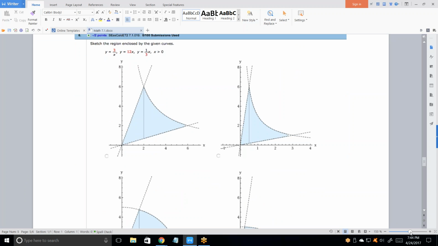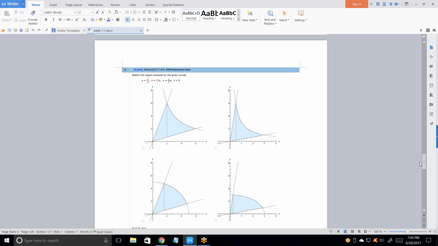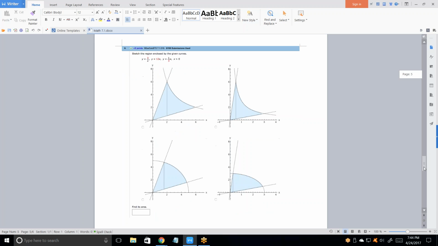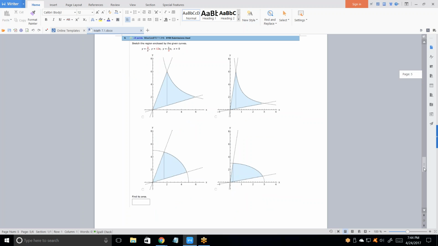I'm going to have to shrink that momentarily just to figure out which. Oh man, the problem is when I shrink it, I can just barely see it.